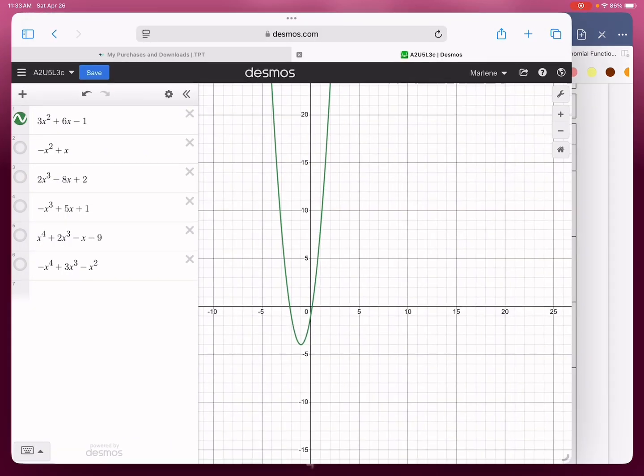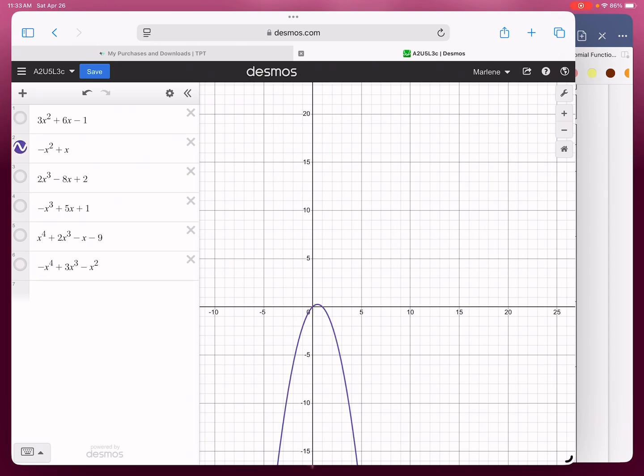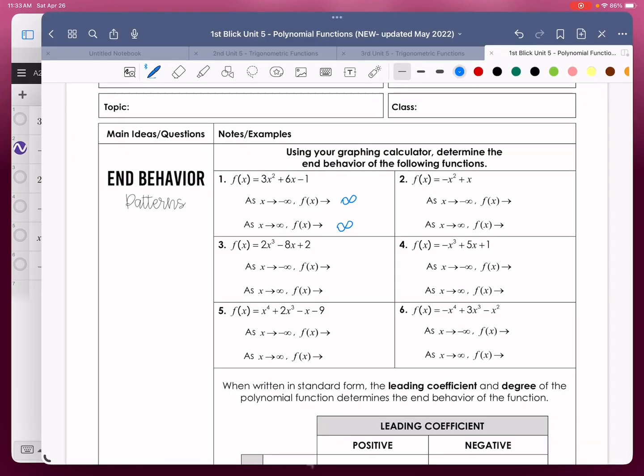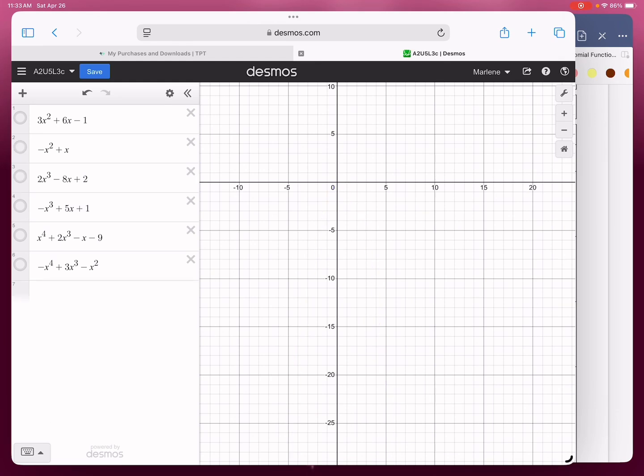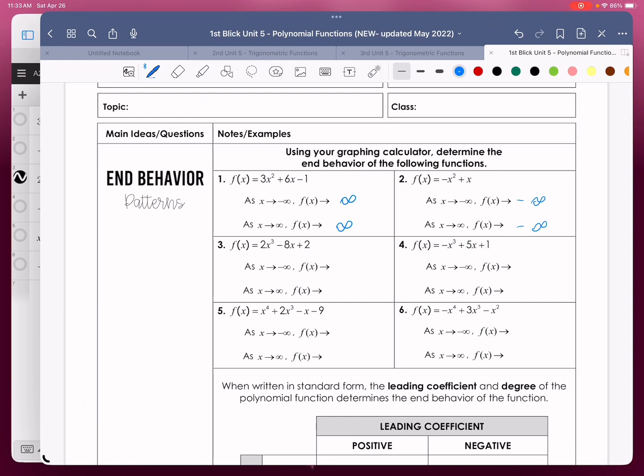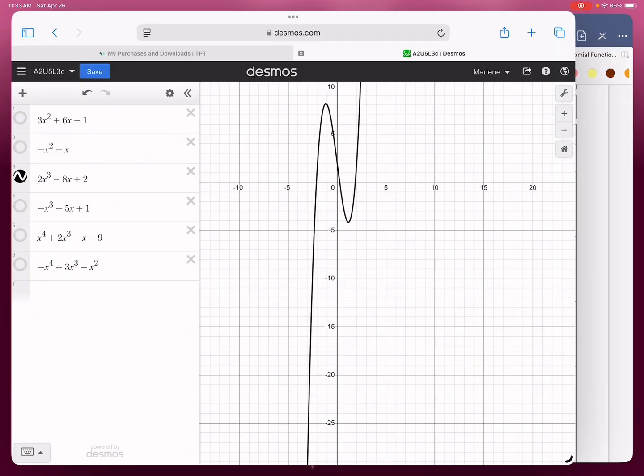All right, now let's look at number 2, and we're only looking at end behavior. This one, both ends go down. So both of these are negative infinity. Okay, our next graph, number 3. Well, the left end goes down and the right end goes up. So that means as x approaches negative infinity, your graph approaches negative infinity, and as it approaches positive infinity, it went to positive.